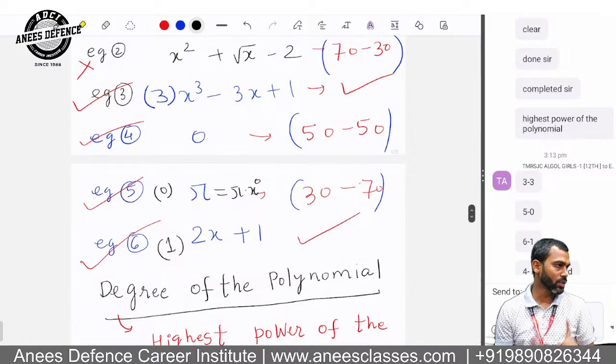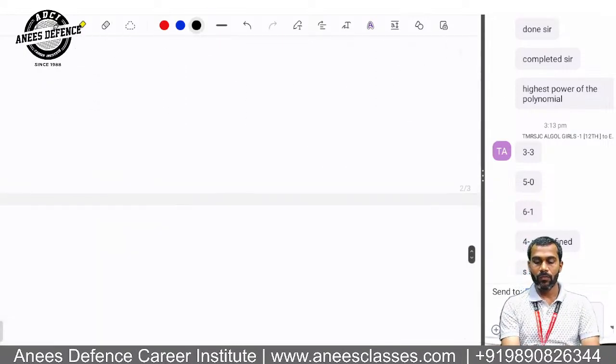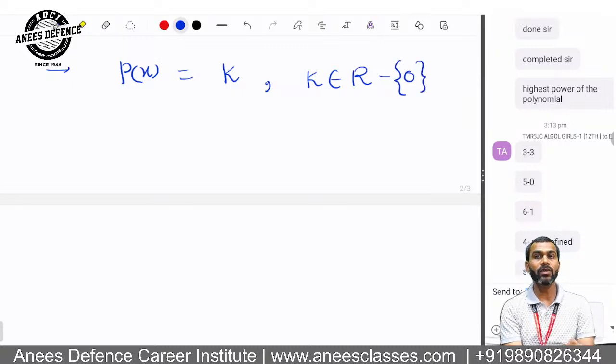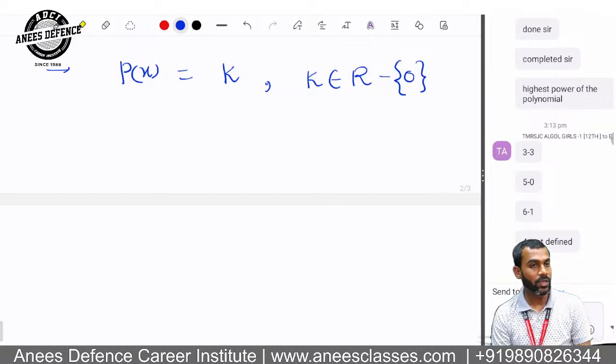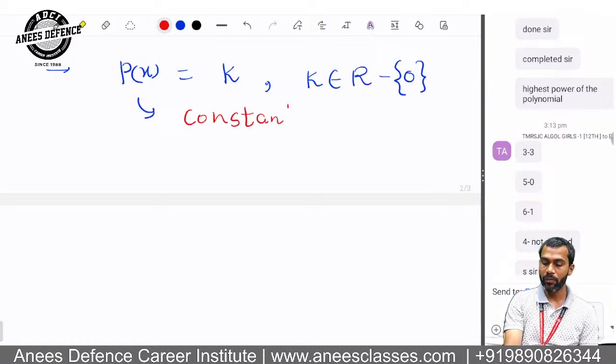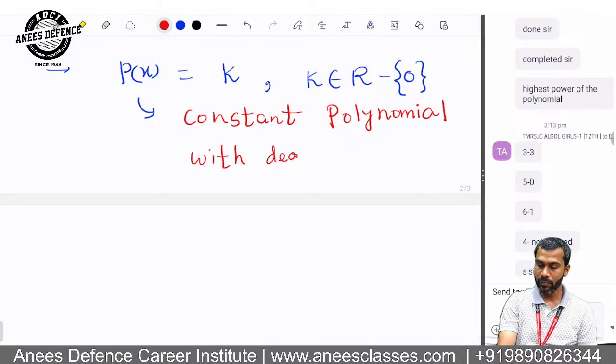Yes or no? So have you understood what is polynomial, what is constant, what is variable, what is degree? Now, suppose P of x is equal to K, and K is not equal to 0. Or I can say K belongs to real numbers minus 0. So which type of polynomial is this? I need to say it is a constant polynomial. And what is the degree of constant polynomial? 0. Constant polynomial with degree 0.